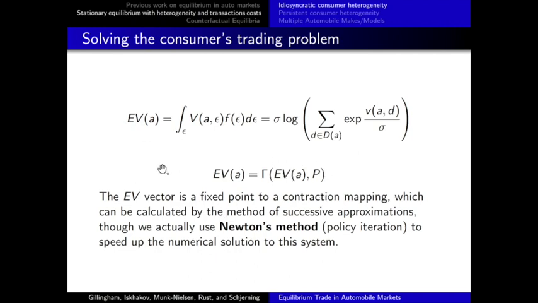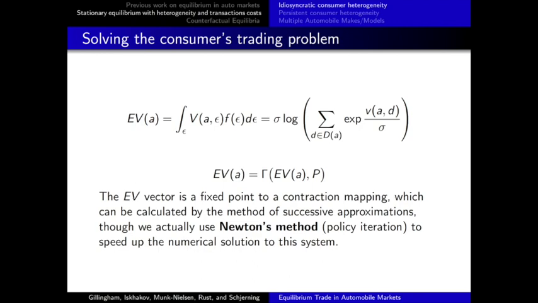So really the EV vector, the vector of the expected values for cars of age 1 up to 8 bar minus 1, including 8 bar actually, is a fixed point to a contraction mapping, which can be calculated using successive approximations, or VFI, or we can use Newton-Kantorovich iterations, also called policy iterations, to speed up the numerical solution time, and that's actually what we're going to do.